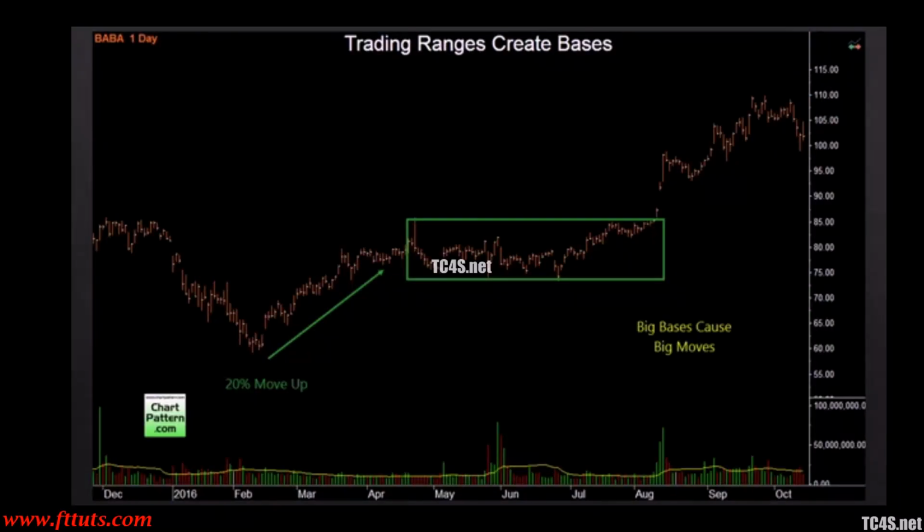Now, stepping away from the M bottom for a minute, I want you to recognize that bases, trading ranges that create bases, the bigger the base, the bigger the moves generally.